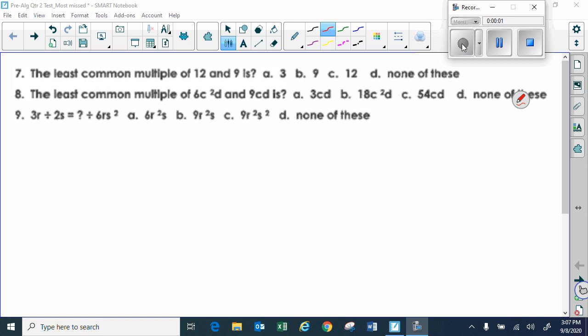Work out the most missed questions from your 60 problem multiple choice. That was based off of the most missed questions from the 124 multiple choice questions that you started with.